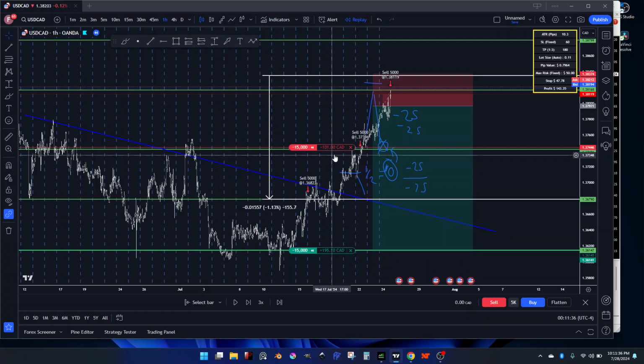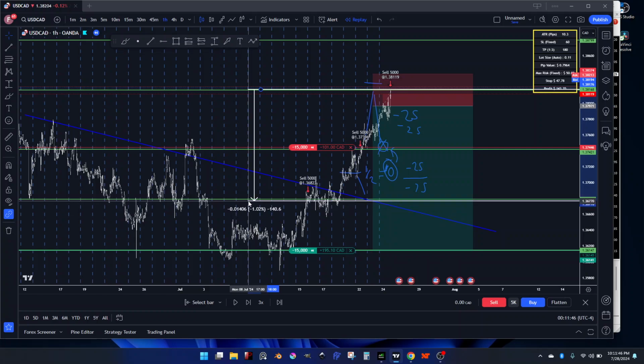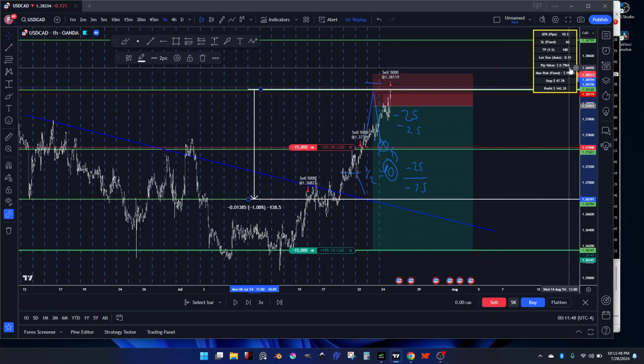So I think I was doing the conversion. Yeah, but we know we've got our calculation here. That calculation is correct. So at this point now, it will go up much faster. We'll be going up at about $1 a pip.